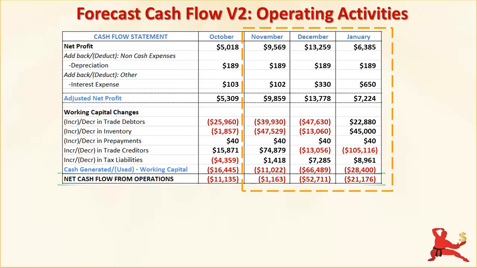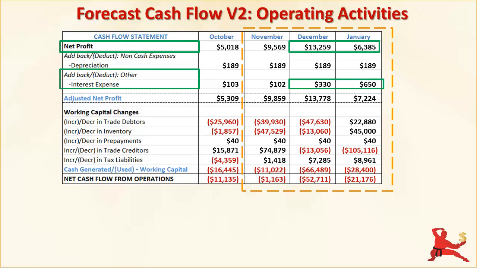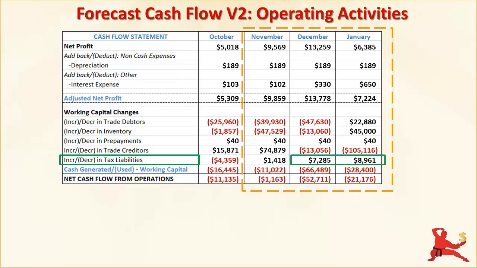Now let's look at our revised forecast cash flow. There's no change in the net cash flow from operations from version 1 of the forecast. The reason is that interest expense is backed out from the net profit figure when we are working out the net cash flow from operations figure. There's no cash payment of income tax in the forecast period, so the reduced income tax has no cash impact.